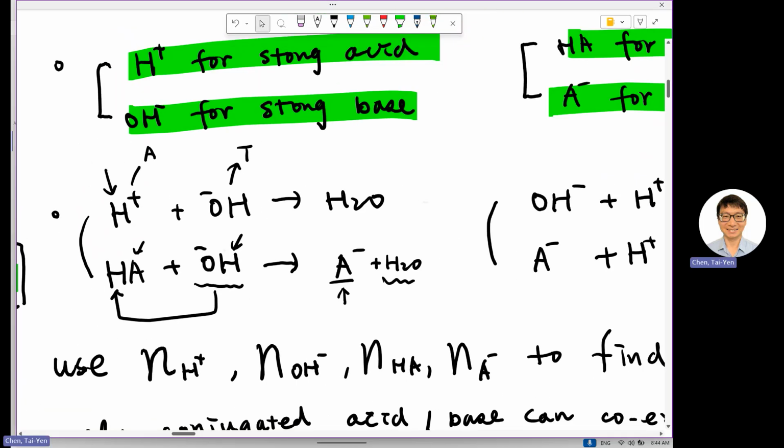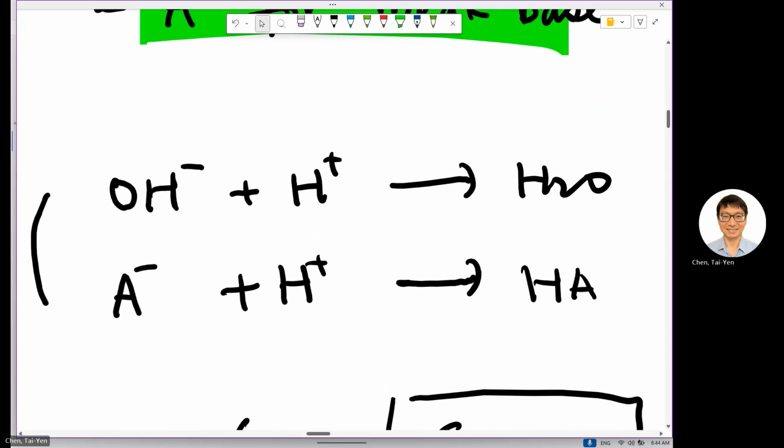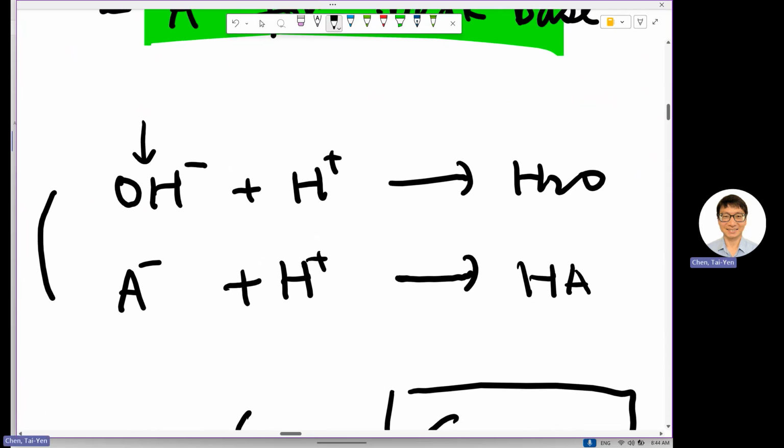Now we want to practice this again. This means you have a strong base titrated by a strong acid, and that's going to end up with H2O. And this will be a weak base titrated by a strong acid, which is going to produce its conjugate acid. Is that clear? We're going to use these terms throughout today's lecture, and we're going to use this equation to do all the calculations.